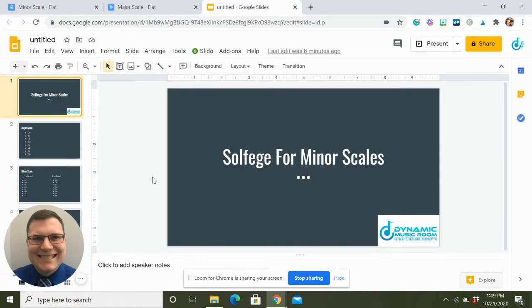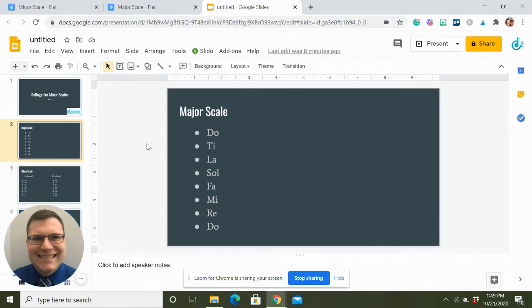Everybody gets the major scales. Those ones are pretty easy, but when it comes to minor scales, a lot of people are intimidated and they don't know where to start. So I'm here to help. Let's start. You start by reviewing the major scale.